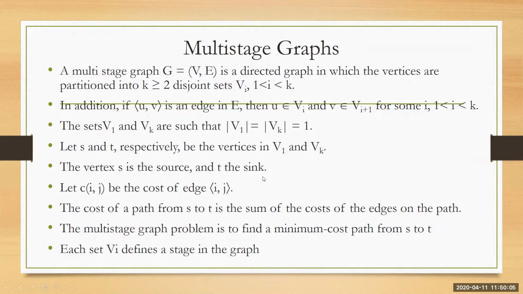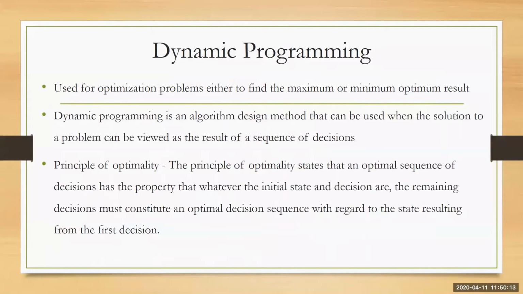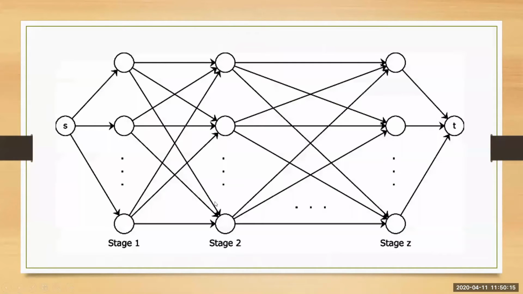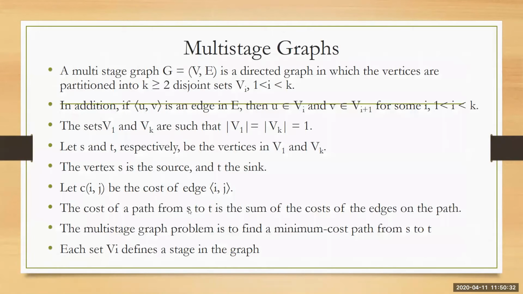That is, one vertex belongs to one stage, and the next vertex belongs to the next stage. So always the edge will be from one stage to the next stage. There will be no edge from stage 1 to stage 3 directly. From stage 1 to stage 2, all the edges will be there. From stage 2 to stage 3, all the edges will be there. In this way, the edges and vertices are connected, so we call them multi-stage graphs.